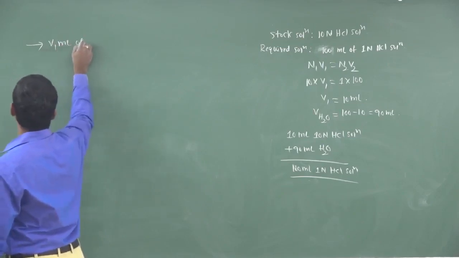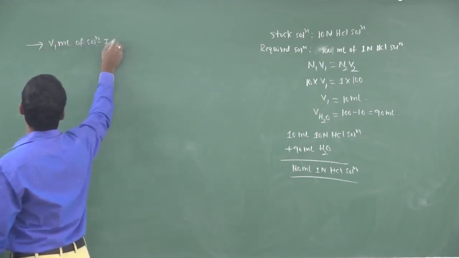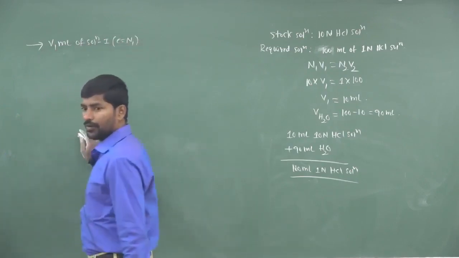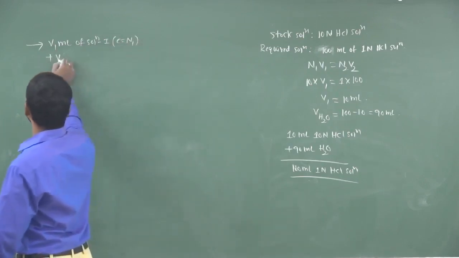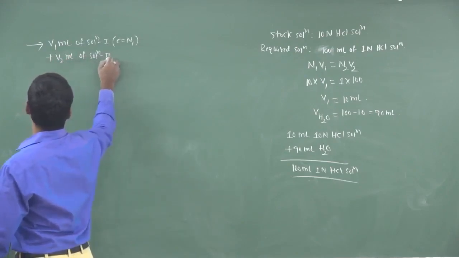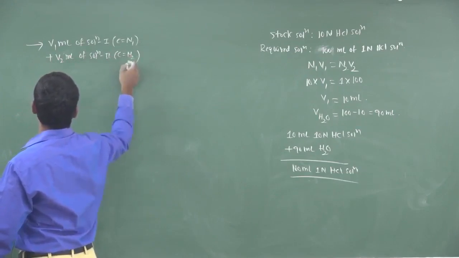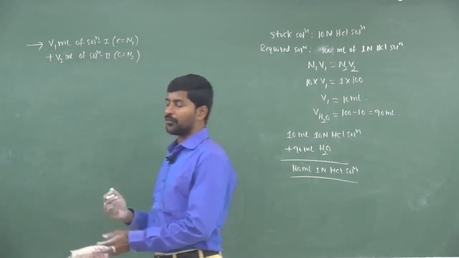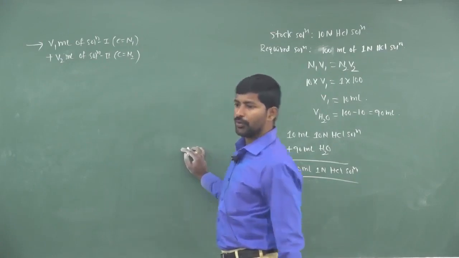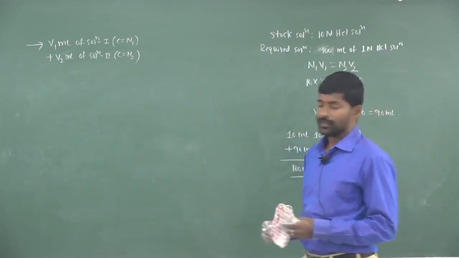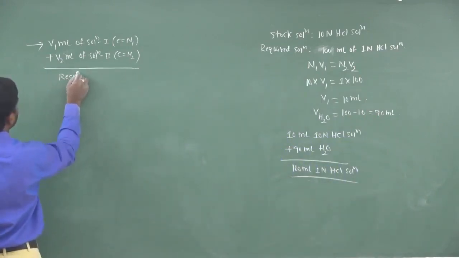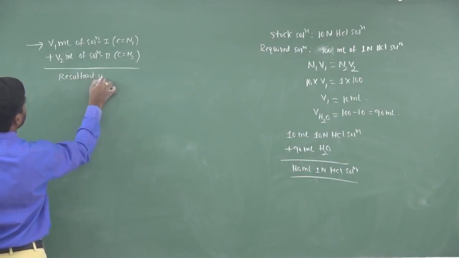V1 ml of solution 1 whose concentration is N1, we are mixing with V2 ml of solution 2 whose concentration is N2. These two we are mixing, and we are preparing a solution. This is the resultant solution.